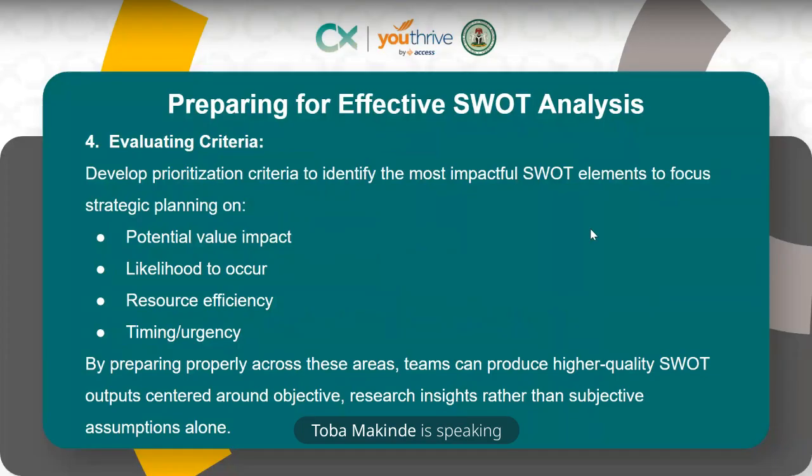Evaluating criteria. Develop prioritization criteria to identify the most impactful SWOT elements to focus strategic planning on. All right. And this is whether you want to prioritize the potential value impact, likelihood to occur, resource efficiency, and timing and urgency. All right.